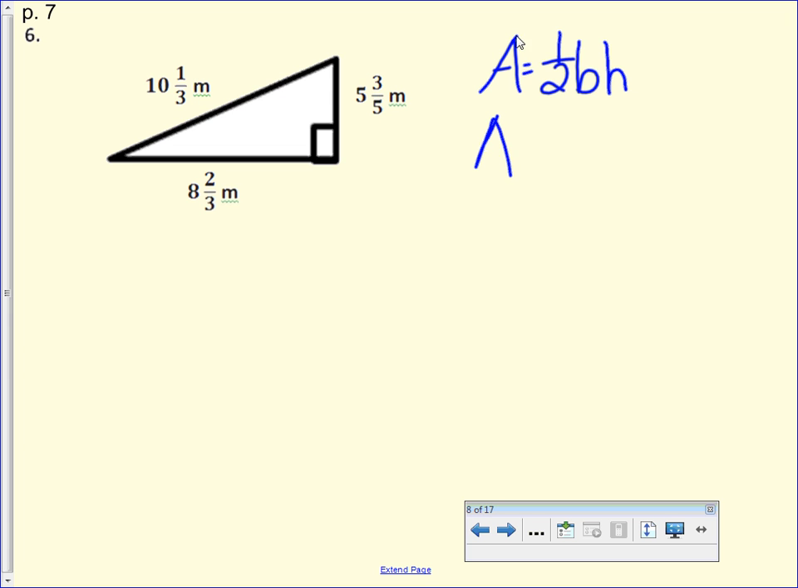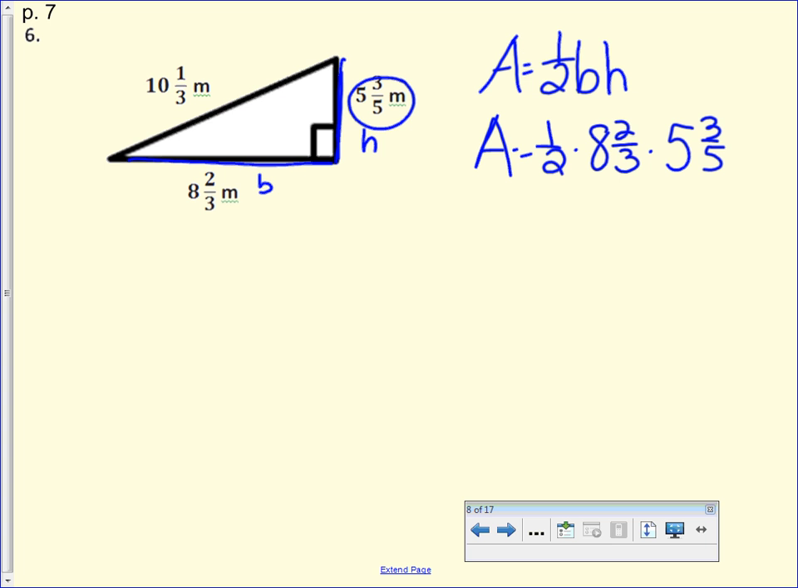The second step is to replace your letters with your numbers. So look at that picture. What is the base? 8 2/3 is the base. Now be careful. What is the height in that picture? Think about what we discussed when we did our parallelograms. What is my height going to be? Right, 5 3/5. So this is my height, and that was my base.